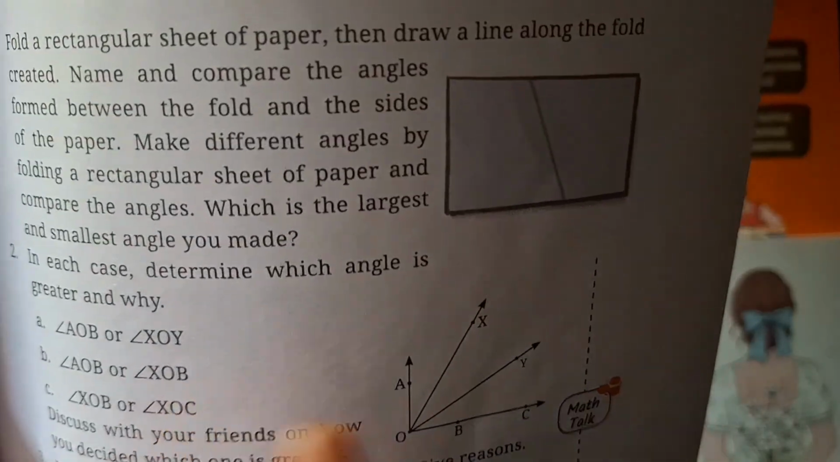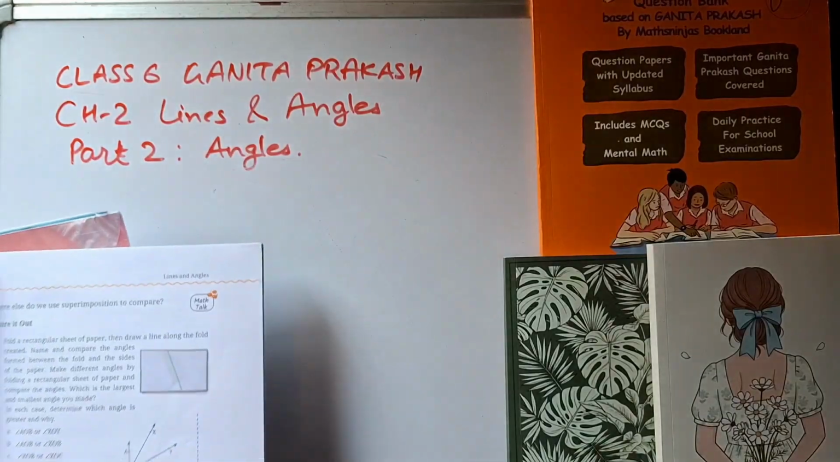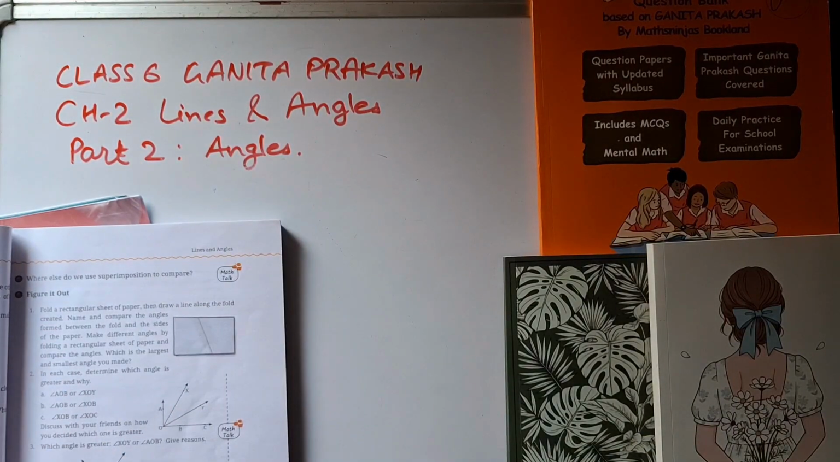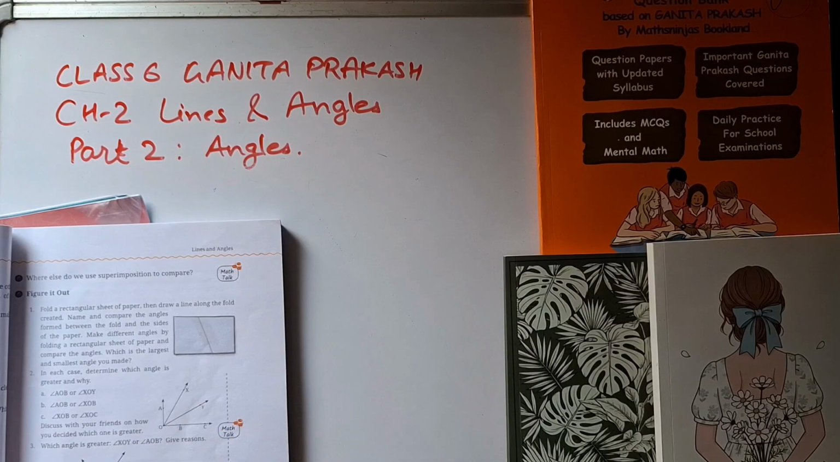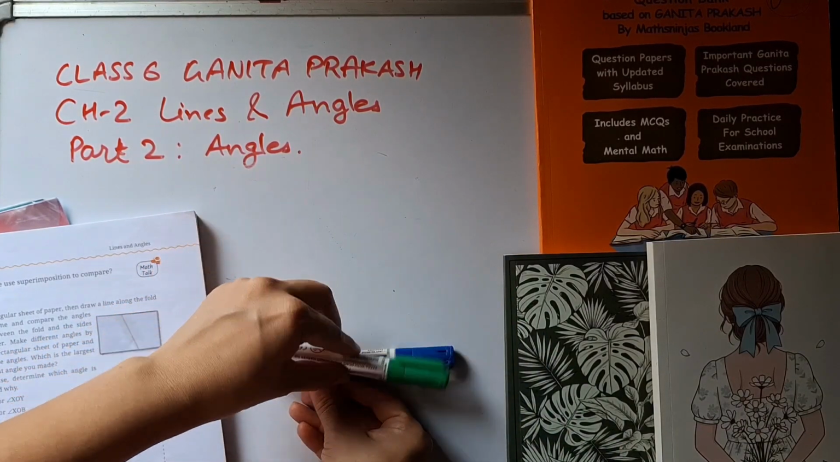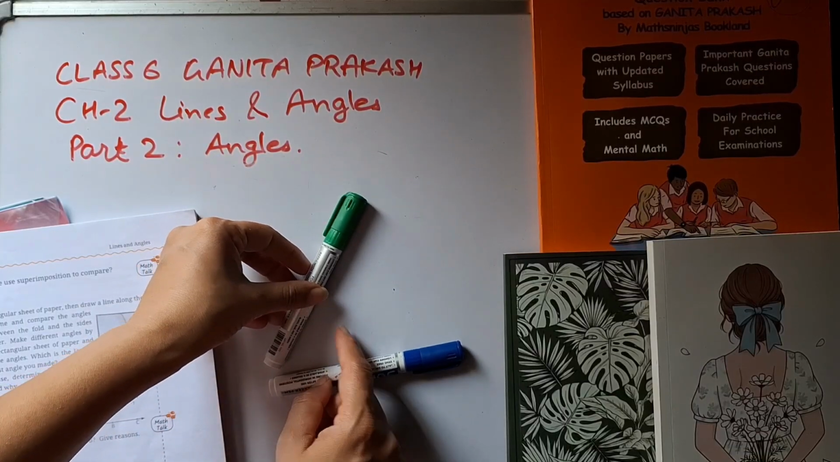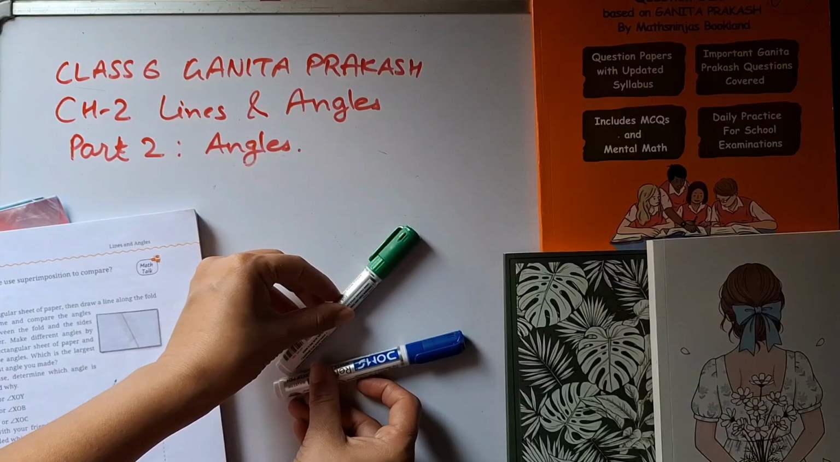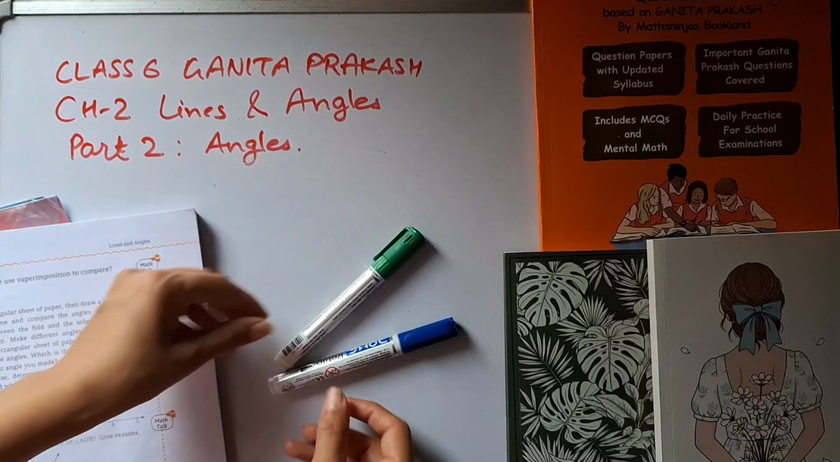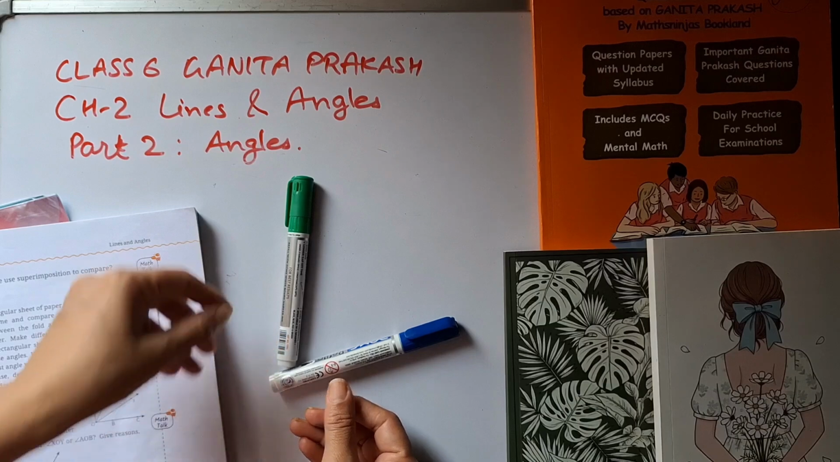Now question 2, you have to determine which angle is greater. So which angle is greater? The angle is greater where the rotation is higher. For example, this is the angle formed. So this was the initial angle, and it increases like this. When the angle measure is small, we say that angle is smaller than the one where the measure is greater.